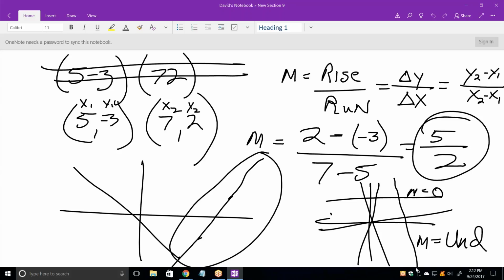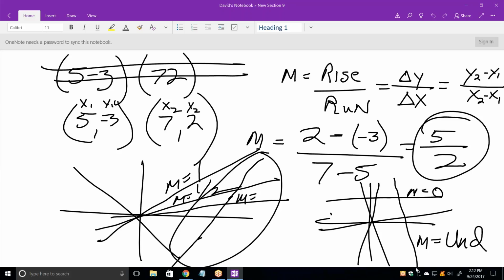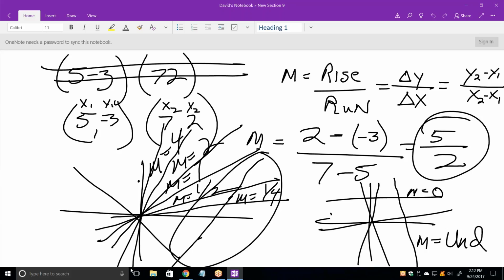Notice what happens as slopes change. In other words, you go from a slope of 1 to a slope of 1/2 to a slope of 1/4. What am I approaching? I'm approaching 0. By the time I hit a horizontal line, I'm at 0. Well, now let's go the other way. That's a slope of 2. That's a slope of 4. That's a slope of 100. So as I approach a vertical line, I approach infinity.